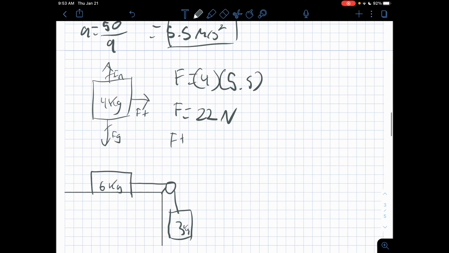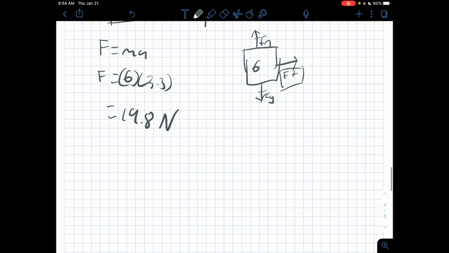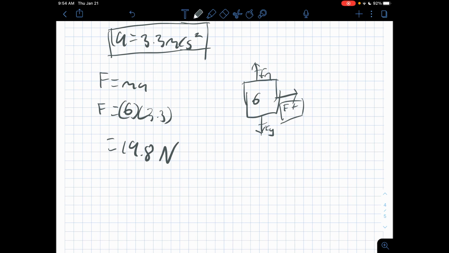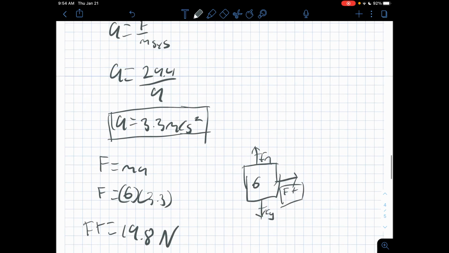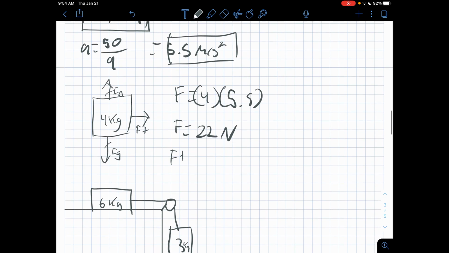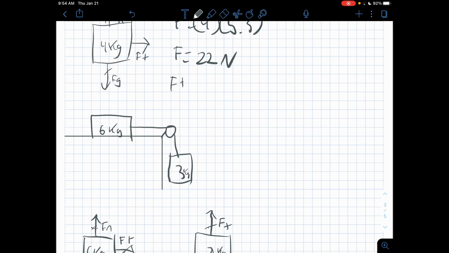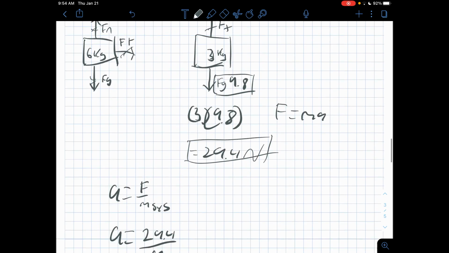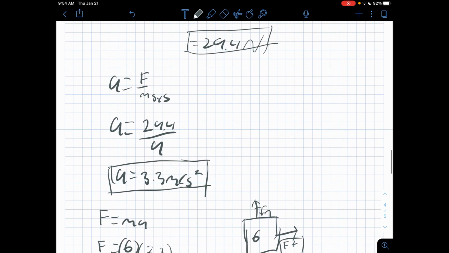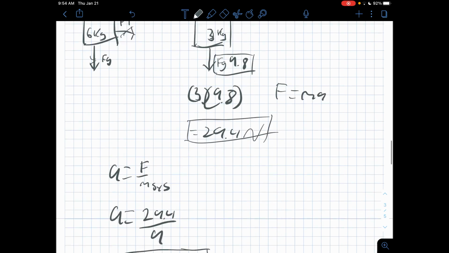And as you know, the force tension of this block and the force tension of the other block are the same. So you have actually just calculated the force tension for both blocks. That's typically what you're asked to do in these questions: find the acceleration, find the force of tension.